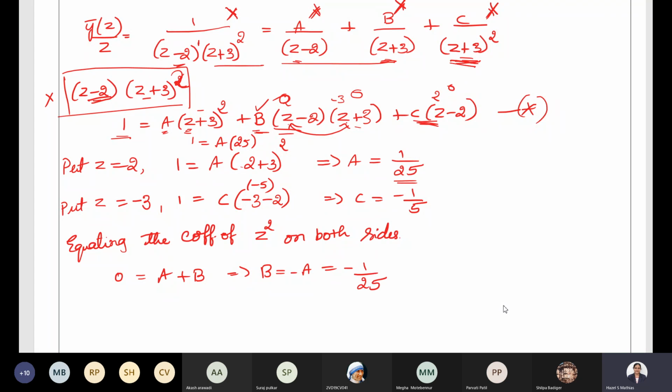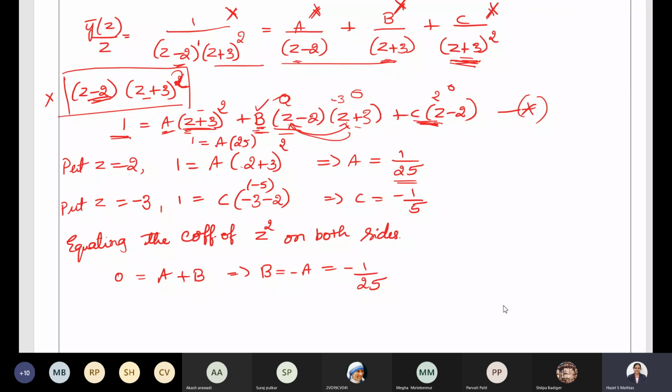Anybody has any doubt in this? Please ask. We equate the coefficient of Z square. On the left hand side there is no coefficient of Z square, so it is 0. Here when you take it, it is A plus B the whole square. So when you expand you get Z square, so coefficient of Z square will be A. Here also when you multiply these two terms, Z into Z, Z square, coefficient of Z square is B. Here we do not have any Z square term, so we get C also as 0.